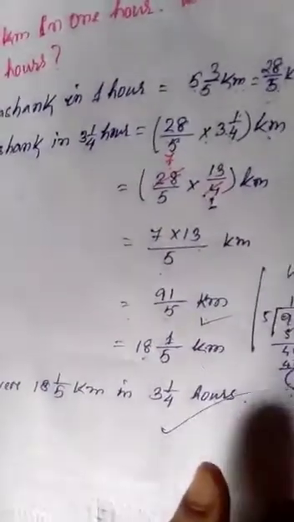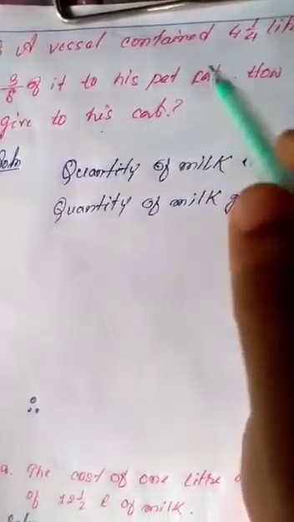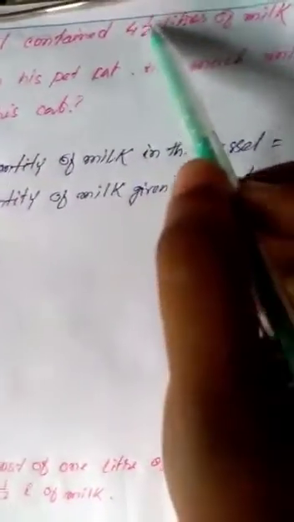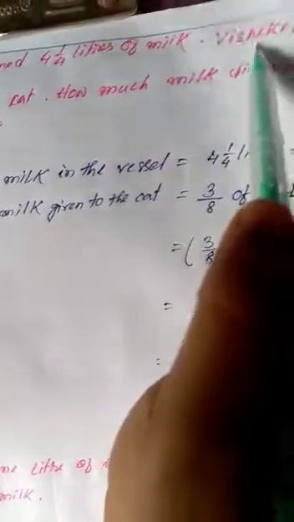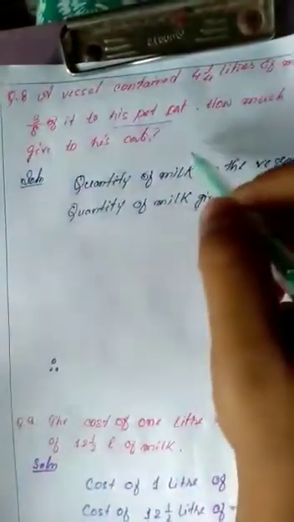All right, now let's move to the next question. Our question number 8 is given. So children, at first we will read it out, then we will try to understand. Look here. A vessel contained 4 and 1 by 4 liters of milk. Rishikesh gave 3 by 8 of it to his pet cat. How much milk did Rishikesh give to his cat? So what does it say, children?